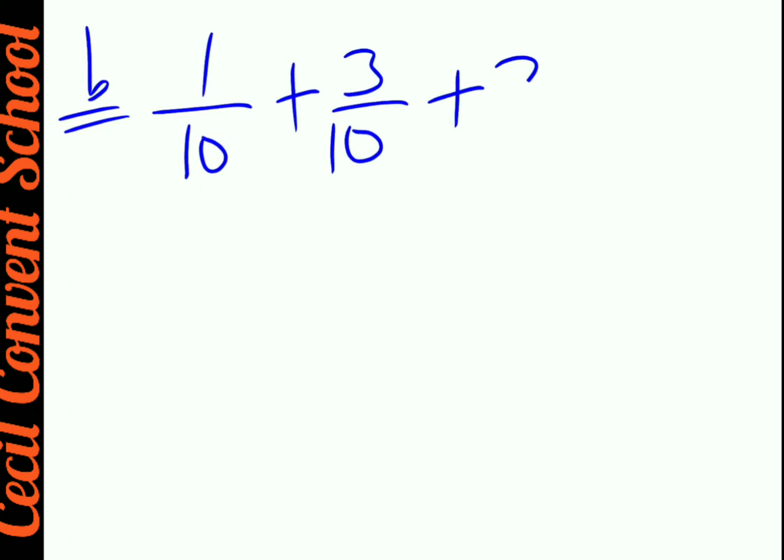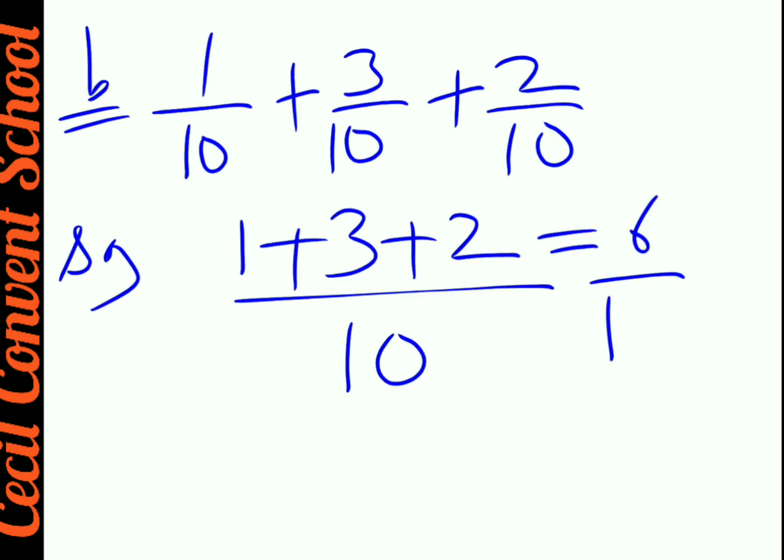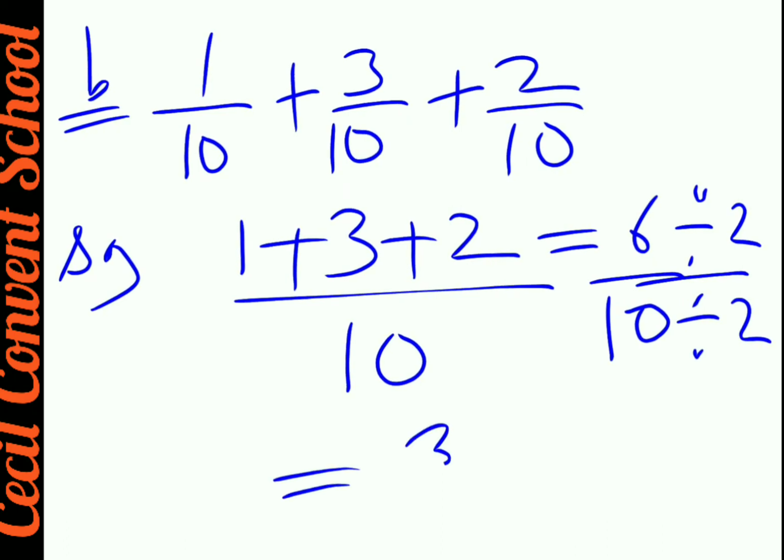Now we do B part. B part is 1 upon 10. Again you will get a common denominator, that is 10, and add all the numerators. So all the 10s will come as it is. 1 plus 3 plus 2. When you add 1 plus 3 plus 2, the answer will come 6 upon 10. As you all know that 6 and 10 come in which table? It comes in the 2 table. So you divide it by 2. So when you divide both the numbers by 2, the answer will come 3 by 5. This is the final answer. Clear?